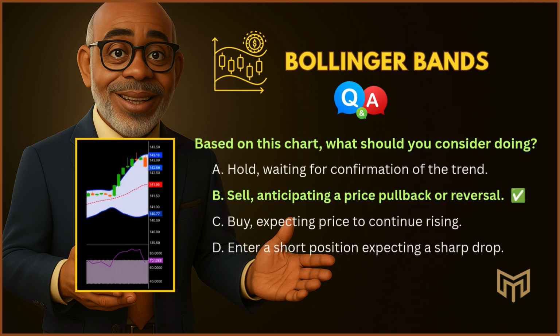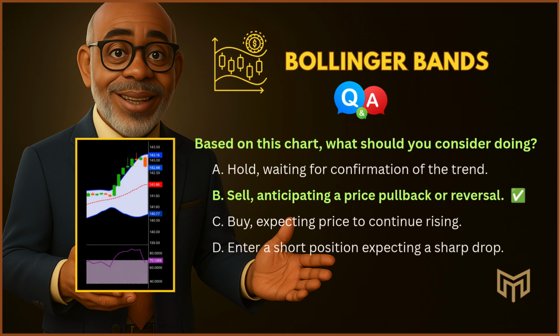The correct answer is B, sell, anticipating a price pullback or reversal. When price is approaching the upper Bollinger Band and the RSI is simultaneously moving into overbought territory, both indicators are telling you the same thing. The move may be running out of steam. That confluence is your signal to consider taking profits or stepping aside.